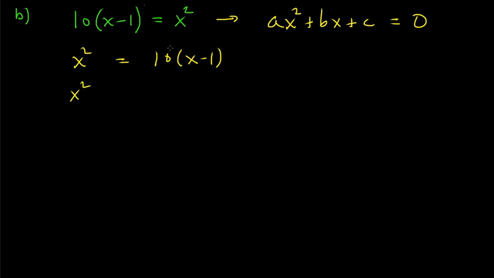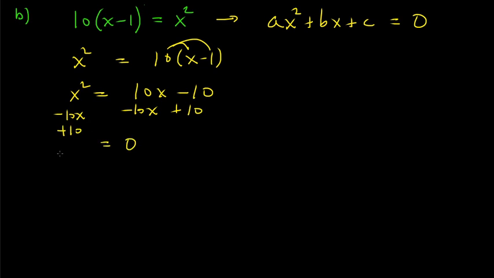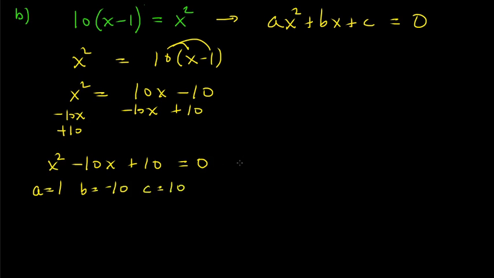Also, we can distribute the 10. So x squared equals 10x minus 10. But it has to equal 0, right? So we'll subtract the 10x and we'll add the 10 to both sides. So now it'll equal 0. The left side is x squared minus 10x plus 10 equals 0. So now we can see in this form A is 1, B is negative 10, C is positive 10.